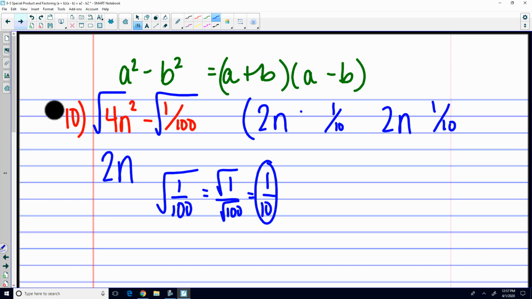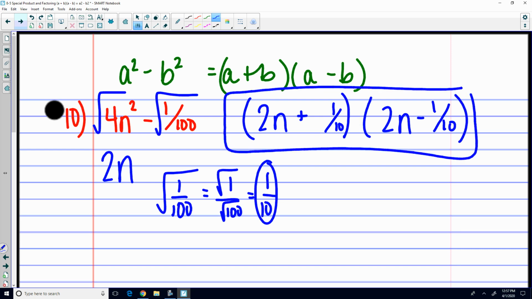All right, first one is addition, second one is subtraction. There are your two binomials, and again, I would encourage you, if you want to check it, to do FOIL and box method.